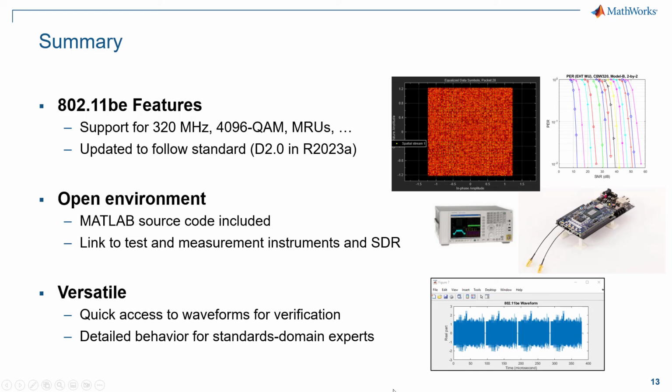To conclude this short video, we have seen that Wireless LAN Toolbox offers comprehensive support for 802.11be, with support for most features according to version 2.0 of the draft standard. Wireless LAN Toolbox is an open environment as it includes full MATLAB source code of transmitter, channel, and receiver, and you can interface your MATLAB session with instruments or SDR boards. The models are useful both for engineers looking for access to waveforms for further testing of their system, as well as engineers developing 802.11be algorithms who are interested in the detail of the standard.